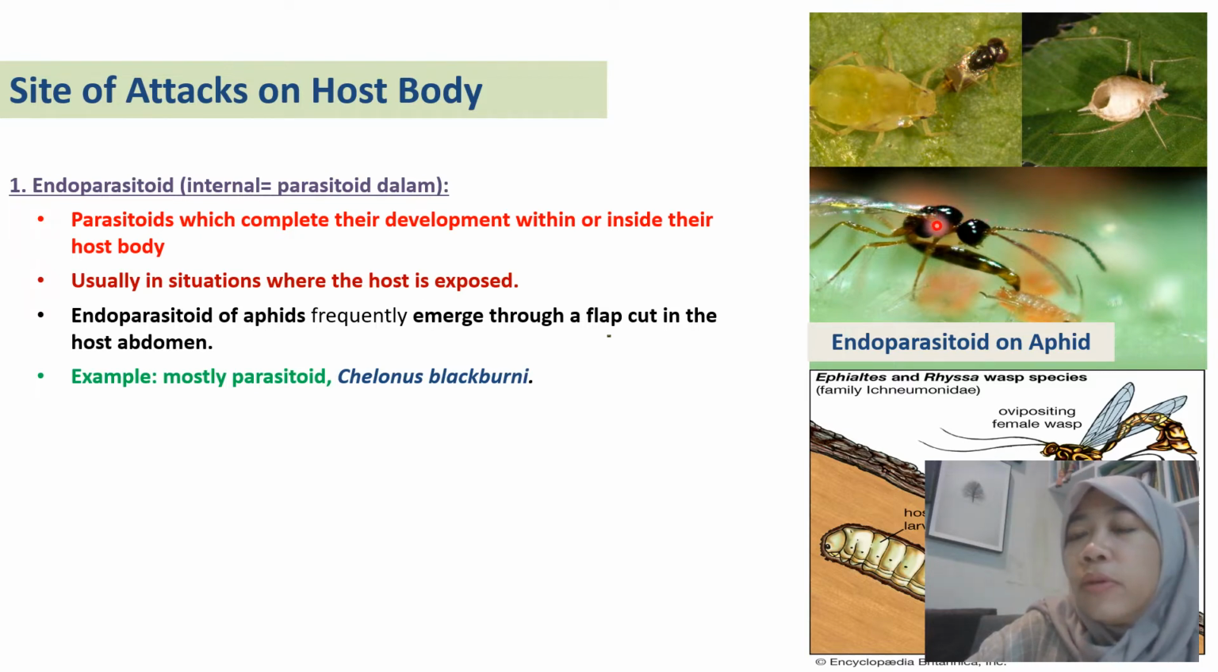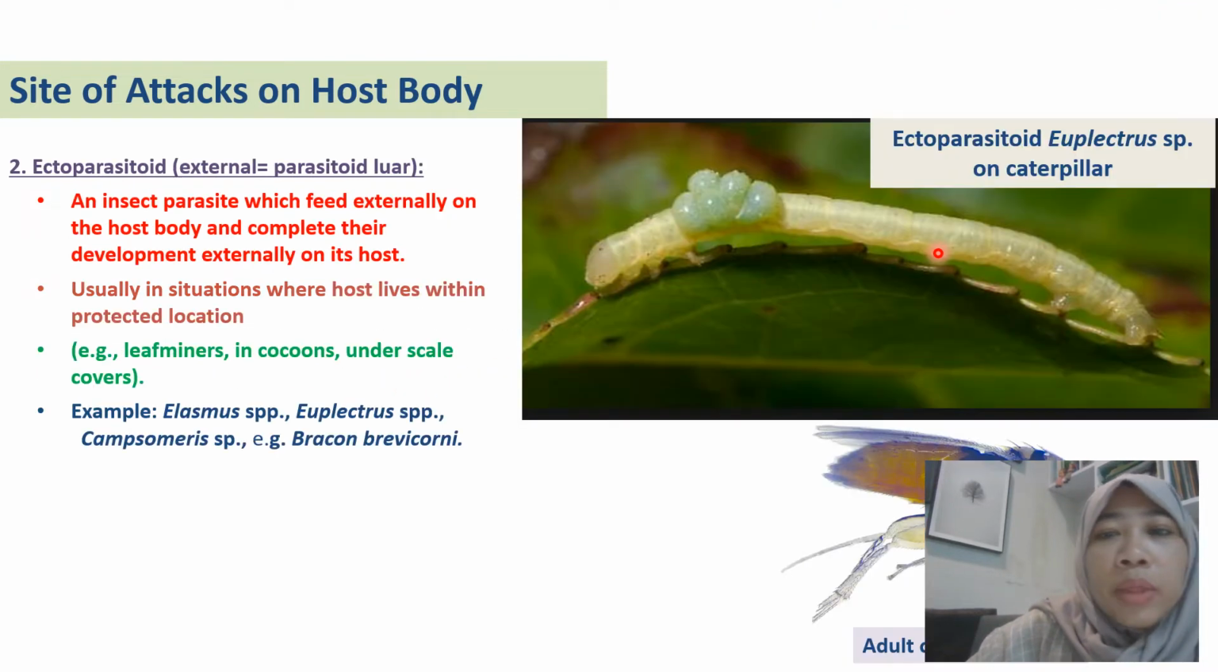Most parasitoids are smaller than the host, but this is the exception. This is the parasitoid, and this is the aphid. The parasitoid is much bigger than the aphid, so this is the exception. An example of endoparasitoid comes from the Chelonus species, and this is ectoparasitoid.